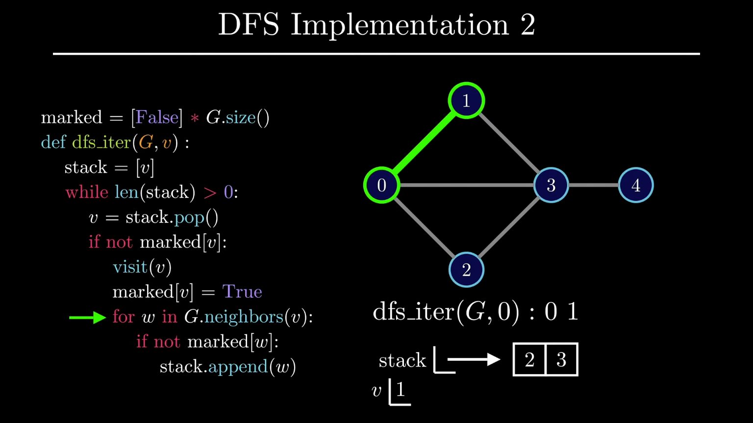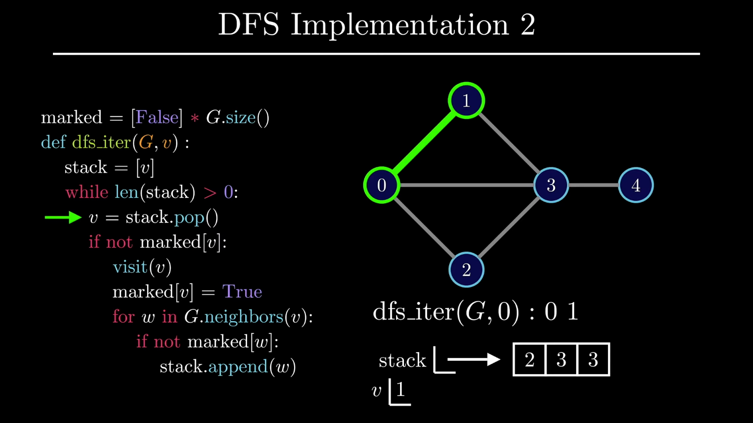Now as before, we go through the neighbors of vertex 1. Vertex 0 has already been visited, so we don't insert it into our stack, but since vertex 3 has never been seen before, we'll put it in our stack. Notice that vertex 3 shows up multiple times in the stack, but that's okay. The marking of vertices ensures that they won't be visited multiple times.